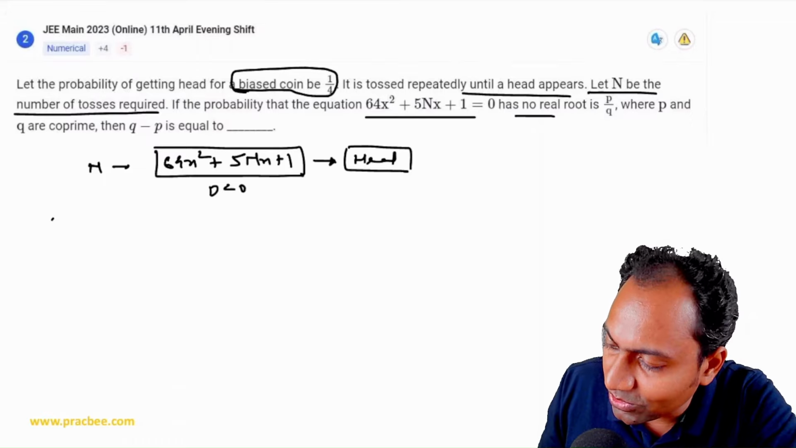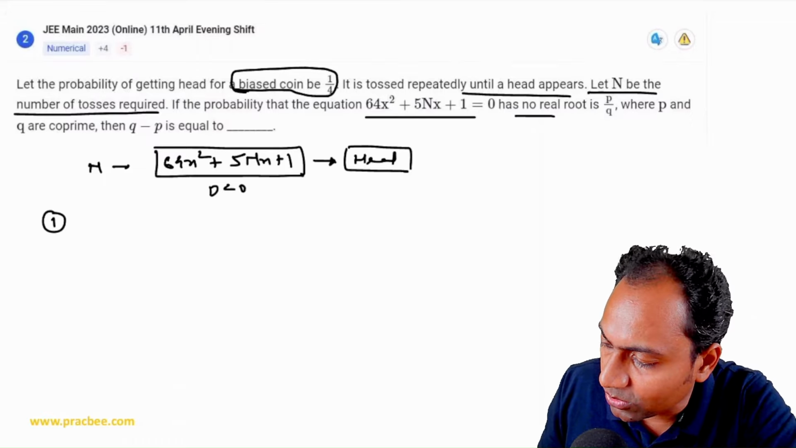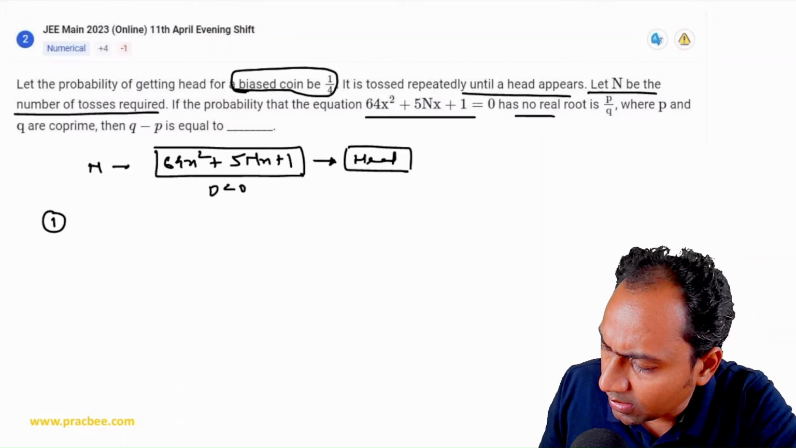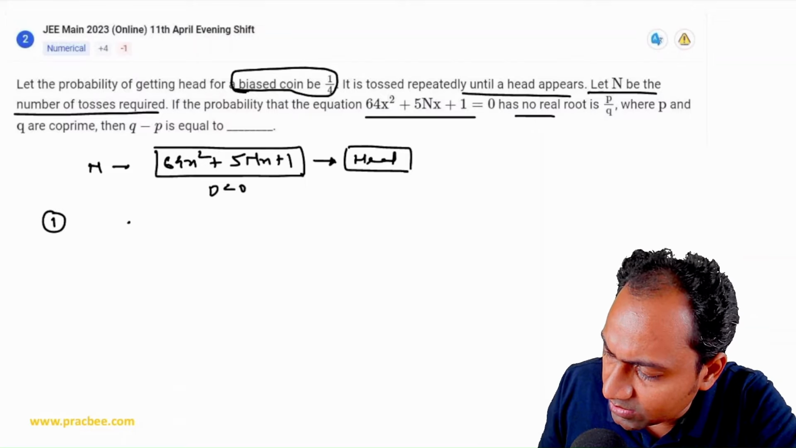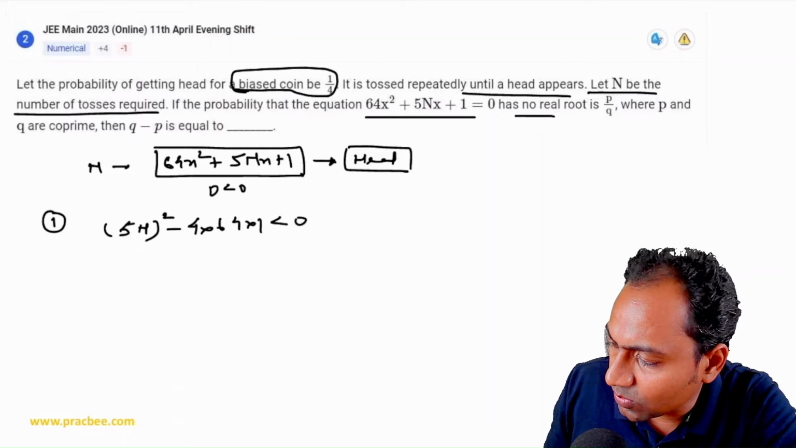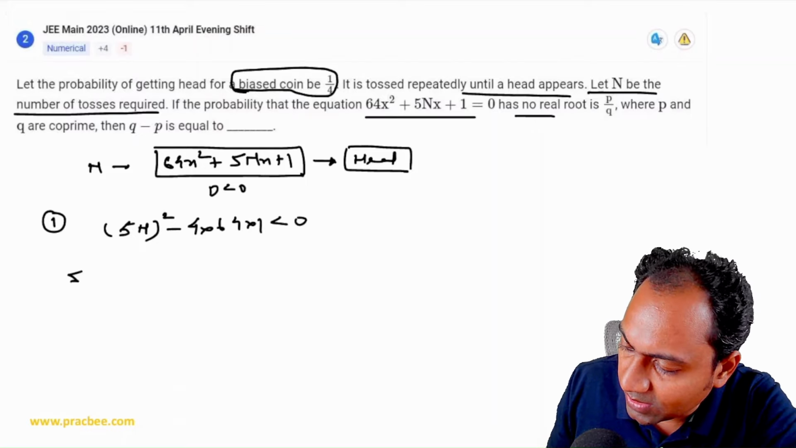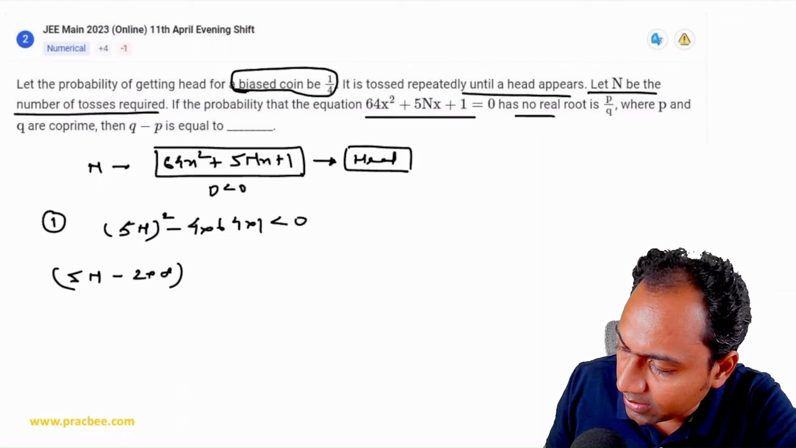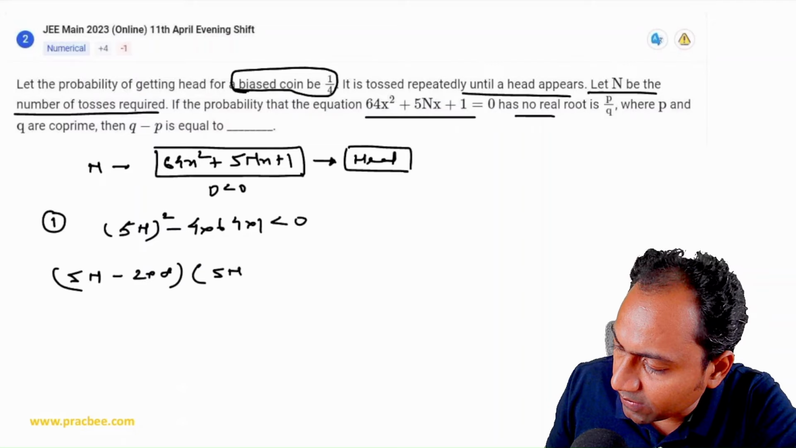If I look into the first part of the question, it talks about this equation having D smaller than 0. So if I take that, this becomes b square, that is 5n whole square, minus 4ac. This needs to be smaller than 0. Now we can factorize this. This becomes (5n minus 2 into 8) and (5n plus 2 into 8), and this is smaller than 0.